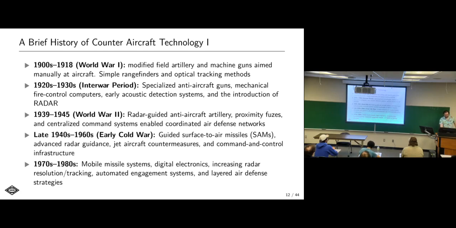Cold War gives us surface-to-air missiles. Everyone loves those, unless you're on the receiving end of one. Advanced radar guidance, jet aircraft countermeasures, and C2 infrastructure. Again, the big thing is as we go forward in time here, counter techniques involve coordinated networks and layered defenses.